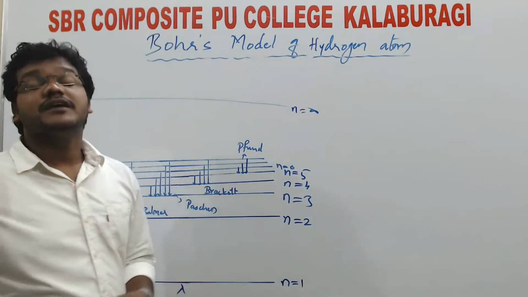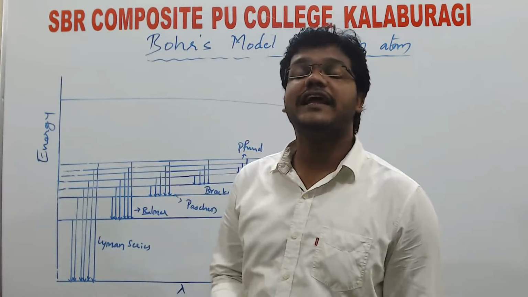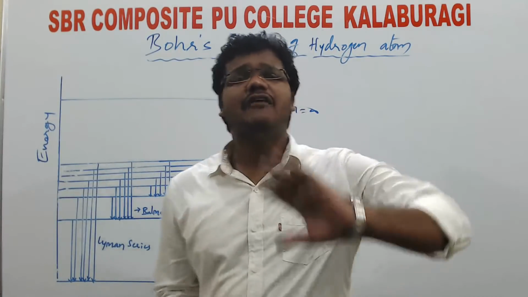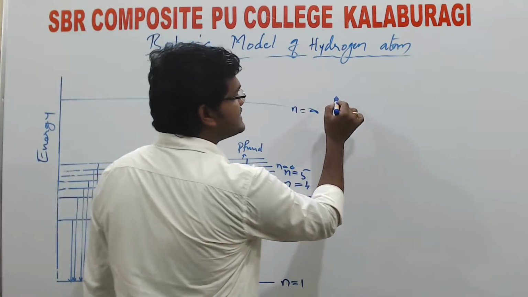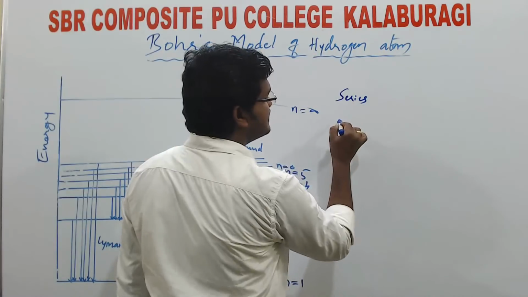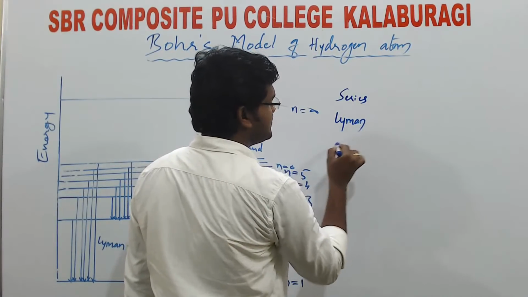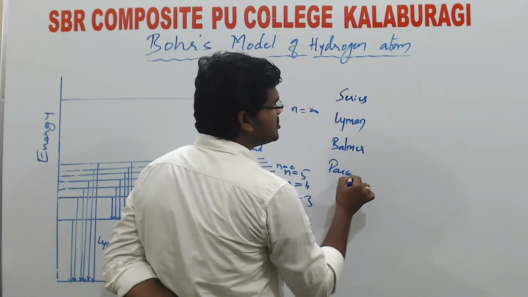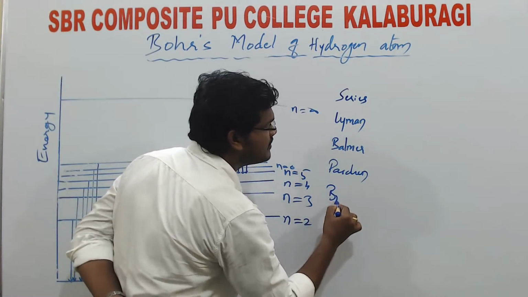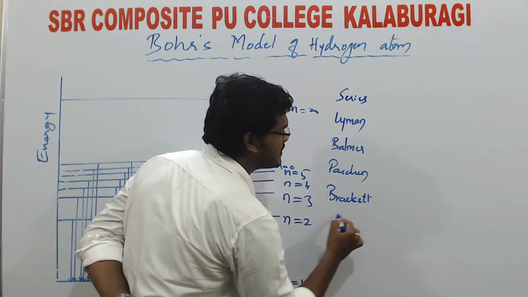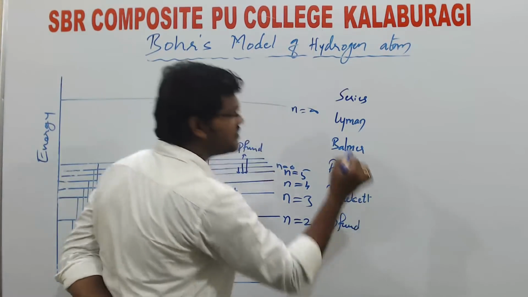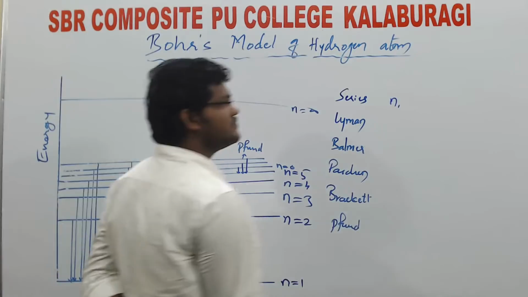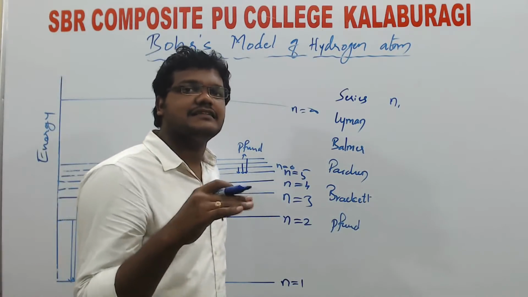So this is the spectral series explained by Niels Bohr for the hydrogen atom. This is how he observed it. We have a table here for the series. The series are Lyman, the second one is Balmer, then Paschen, Brackett, and Pfund. So these are the series, correct? And their n1 values, meaning the stationary state of each.